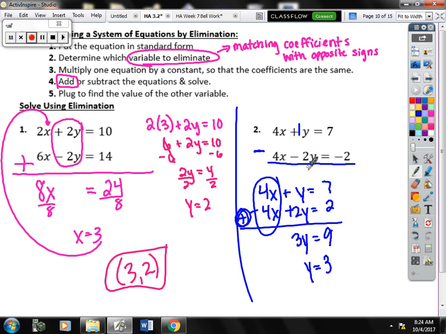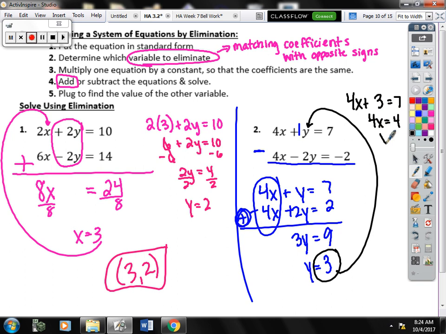That's why I suggest making them the same coefficient with opposite signs. All right, once we do this, if you get this answer wrong, then your next answer is going to be wrong too. So you just want to take your time and plug it back in. 4x plus 3 equals 7. This one I'm plugging in for y, not for x. And I'll get x equals 1. Again, make sure you write it as 1 comma 3, not 3 comma 1, x then y.